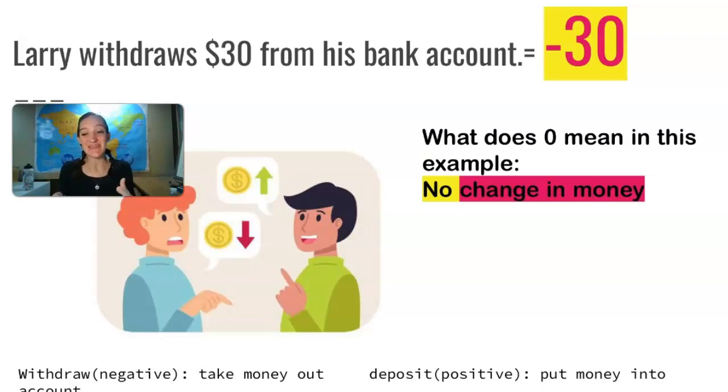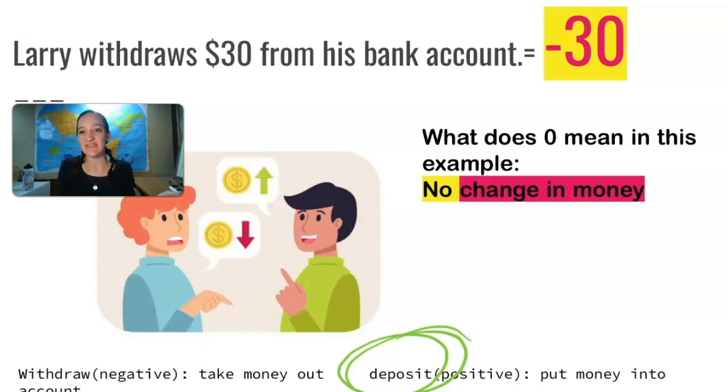Withdraw means you're going to take it out. It's no longer there. But if you deposit money into your account, that means you have more money in your account. So if you ever see the word deposit, that is a positive. You are adding money to your account. Withdraw means you're taking it out. It's no longer there. It's a negative.